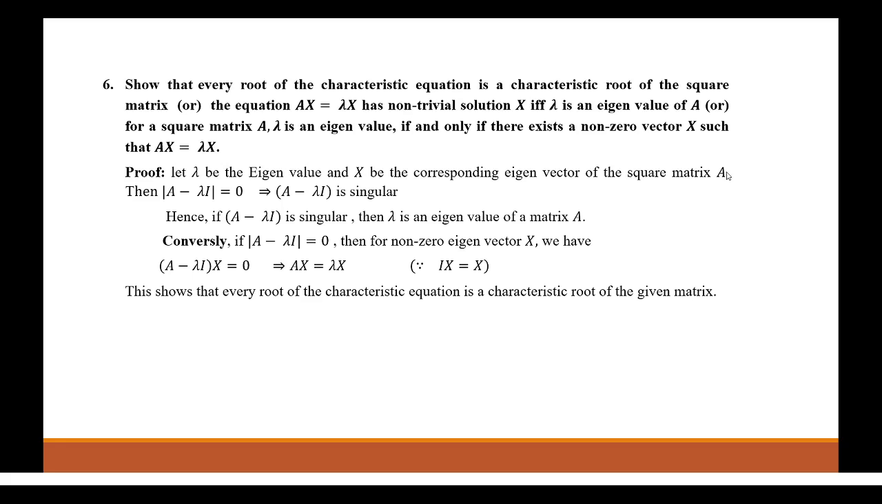Then this can be written as determinant of A minus lambda I is equal to 0. Here A minus lambda I is singular. Hence, if A minus lambda I is singular, then lambda is an eigenvalue of the given matrix A. Conversely, if determinant of A minus lambda I is 0, then for a non-zero eigenvector x, we have A minus lambda I times x is equal to 0, so Ax is equal to lambda x, because identity into x is x only. This shows that every root of the characteristic equation is a characteristic root of the given matrix.